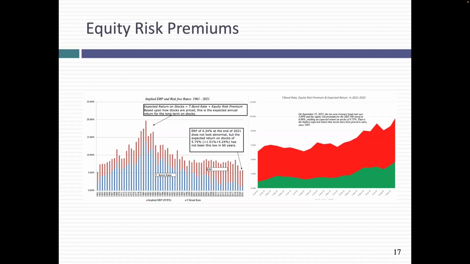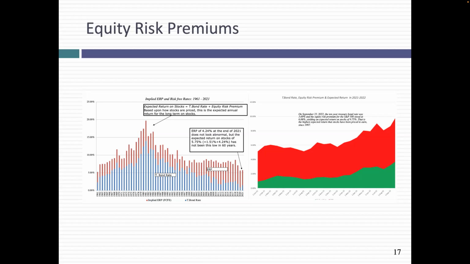But here's why it's become even more problematic this year. While the risk-free rate has gone up, primarily because inflation has gone up, risk premiums have gone up. You see this graph to the right, that's my equity risk premium for the S&P 500 by month into 2022. At the start of 2022, the equity risk premium I computed for the S&P 500 was 4.2%. On September 23rd of 2022, that number was close to 6%.